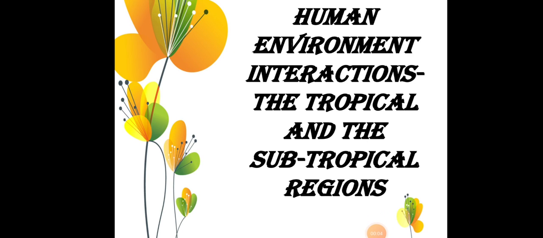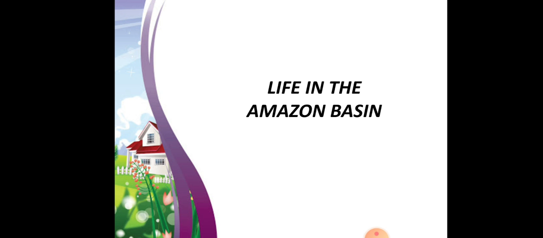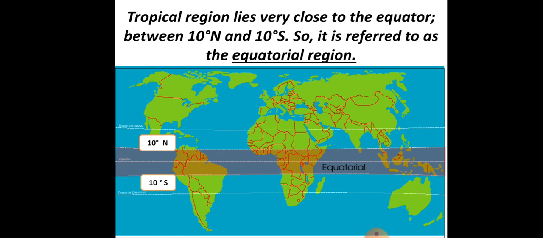So, today in this video, we will be discussing Class 7 Geography, Chapter 7 Human Environment Interaction, the Tropical and the Subtropical Region. Here you can see the tropical region and the subtropical region. The tropical region is highlighting the Amazon basin, whereas in the subtropical region, the Ganga Brahmaputra basin is highlighted. Now, we will be further discussing the life in the Amazon basin.